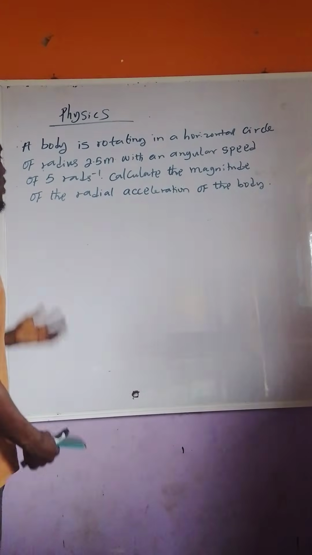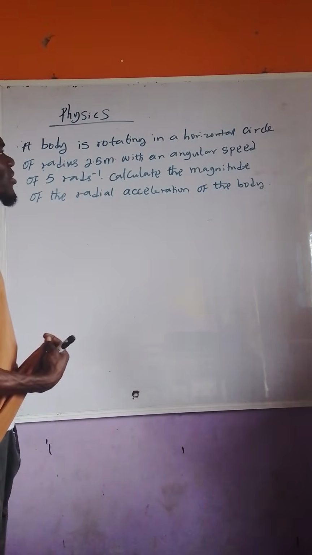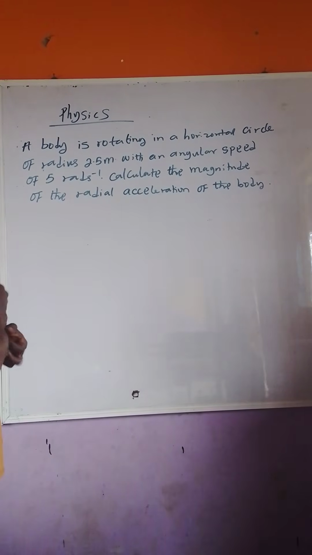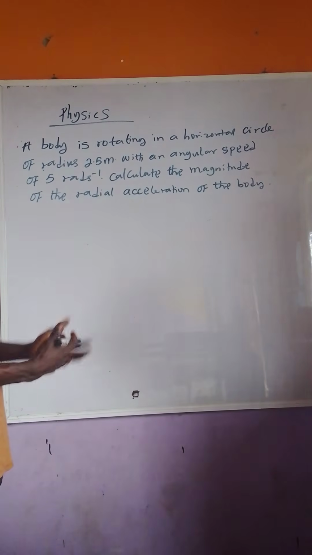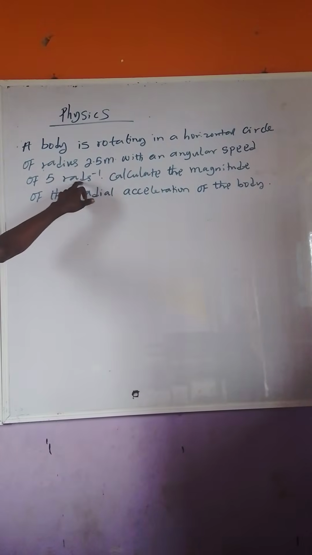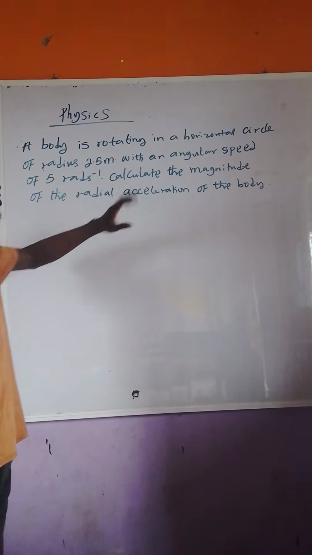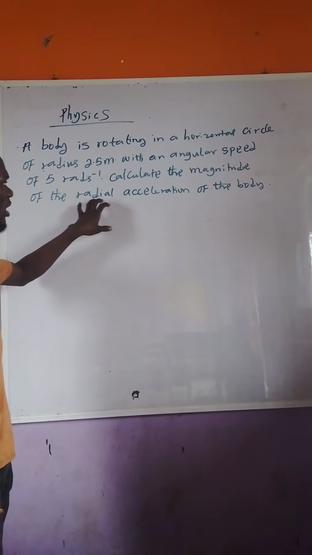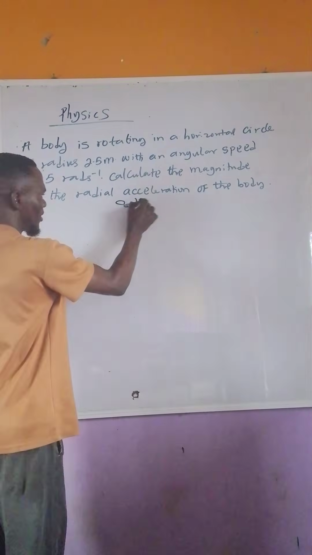Now we have another question. A body is rotating in a horizontal circle of radius 2.5 centimeter with an angular speed of 5 rad per second. You have to calculate the magnitude of the radial acceleration of the body. So we have the solution here.